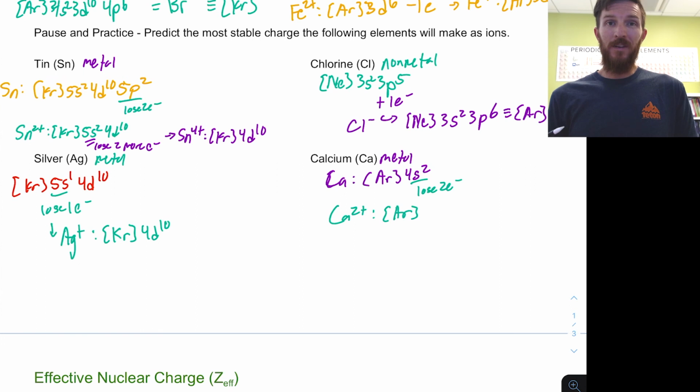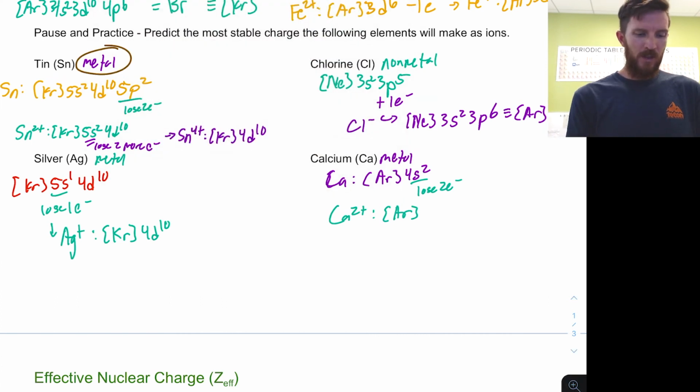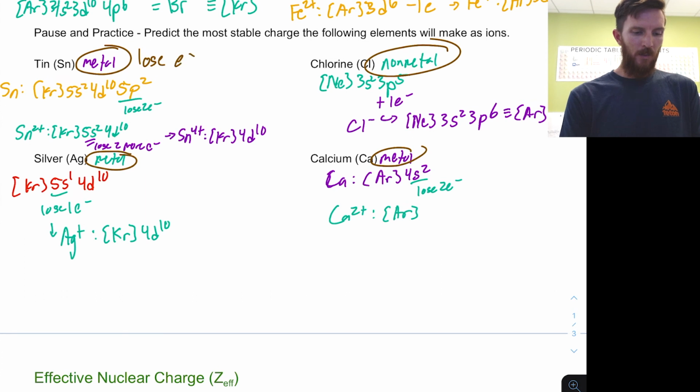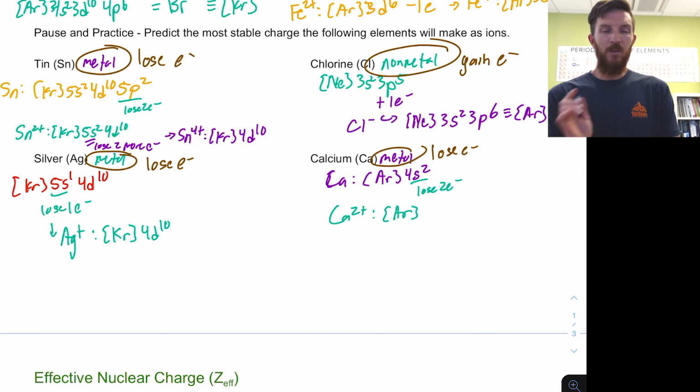So now hopefully we've had a chance to predict the relative ion charges that we would see for each of these: tin, silver, chlorine, and calcium. Before we do anything, we always want to identify what kind of element they are. Are they a metal or a non-metal? Because that lets us know whether we are going to lose or gain electrons. And then we look at the electron configuration of these.